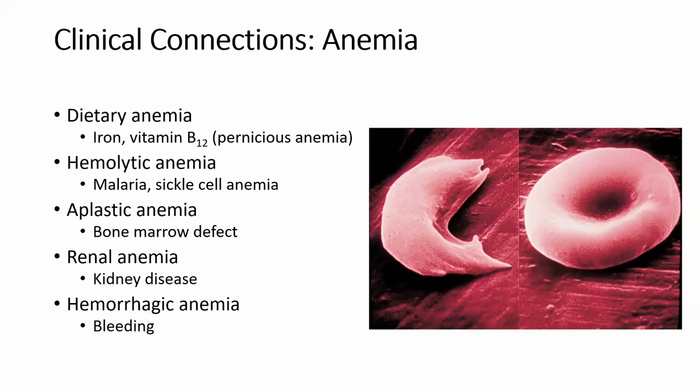And so as we would imagine, if you don't have enough iron coming in or vitamin B12 coming in, which is vital for the proliferation or the differentiation of those hematopoietic stem cells into fully formed erythrocytes, then we will have that deficiency in the amount of erythrocytes produced. Another type of anemia is called hemolytic anemia.